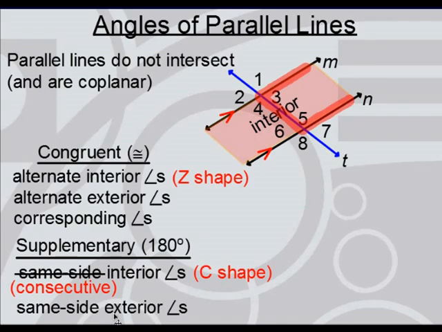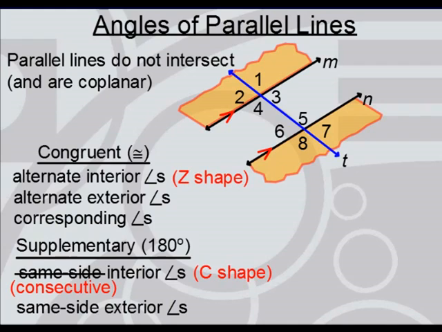This last one that we'll discuss, same-side exterior, is less common. Same-side exterior are talking about two angles that are still on the same side of a transversal, both on the right in this case, or both on the left, but just in the exterior. So we're talking essentially, say, angles 1 and 7, or angles 2 and 8. Those two pairs would be supplementary. So angle 1 plus angle 7 totals 180, or angle 2 plus angle 8 totals 180.